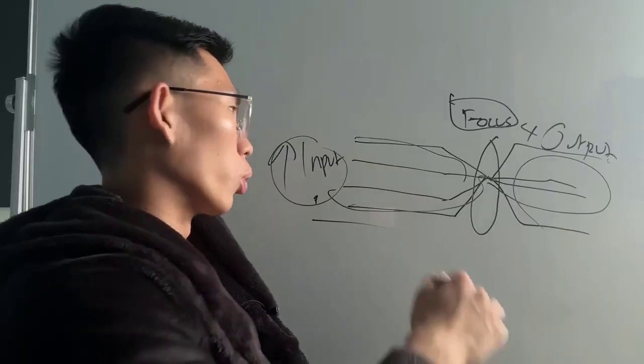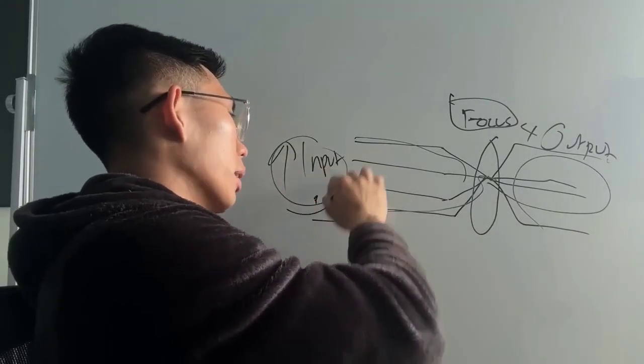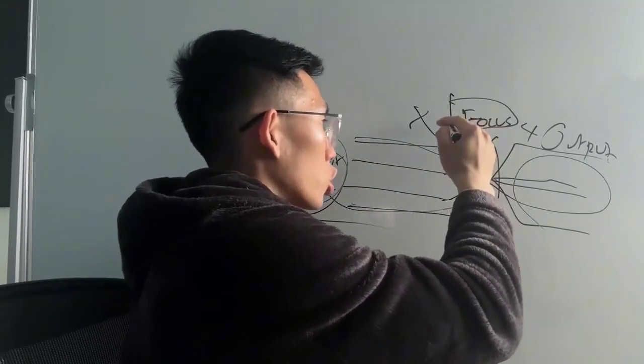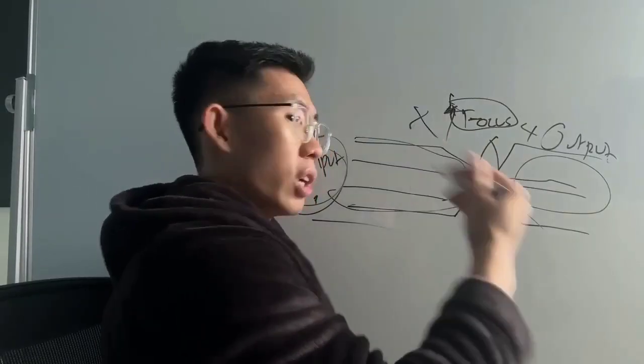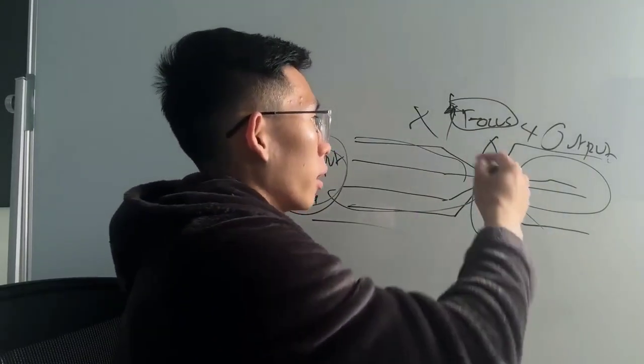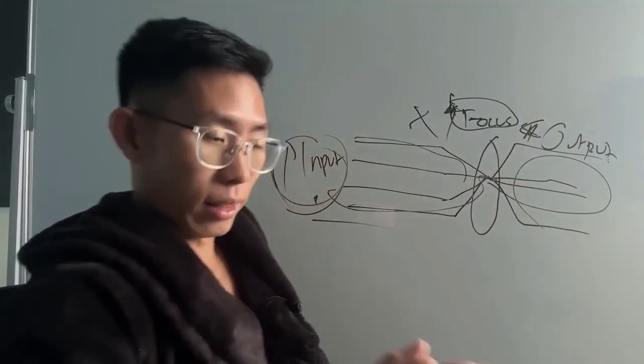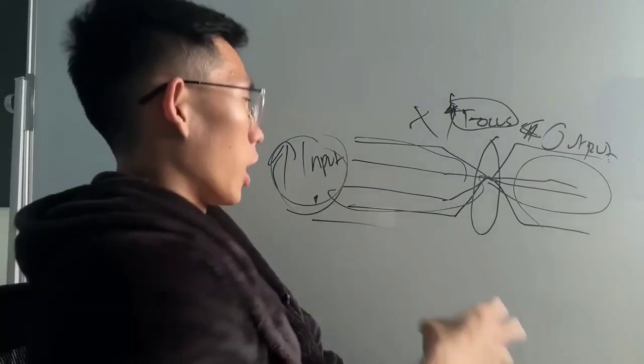Focus is a multiplier. So if you are able to have a solid input and you times it by your solid focus, like you actually focus very, very well on the task that needs to be done, then guess what? Your output is going to be insane. Your output is going to be off the charts.